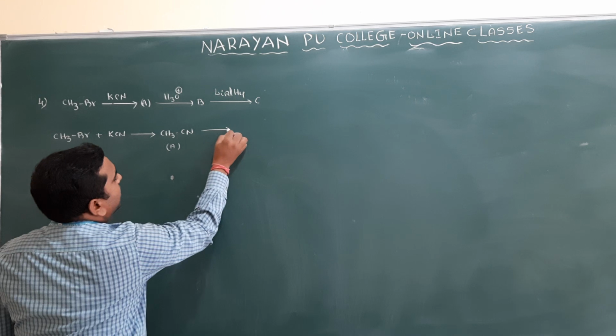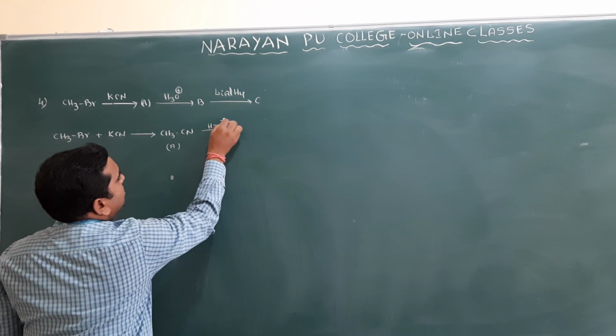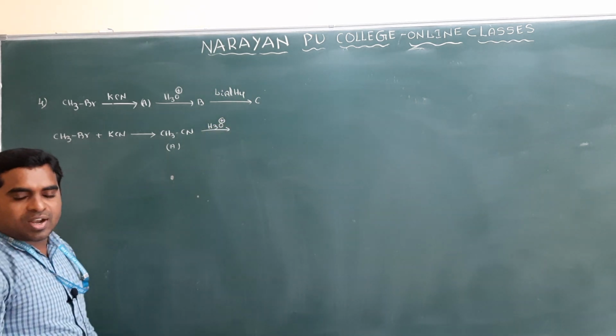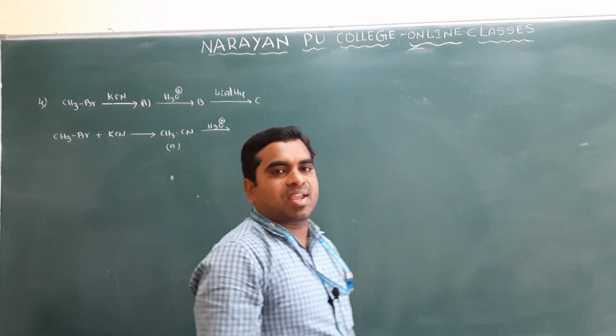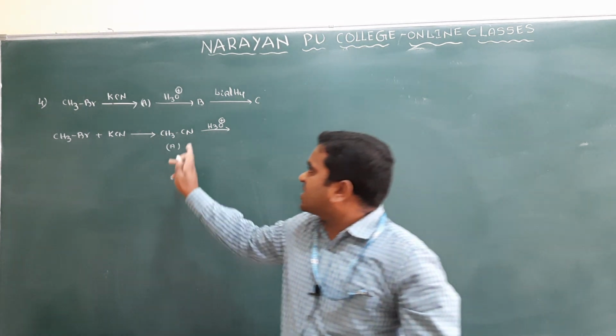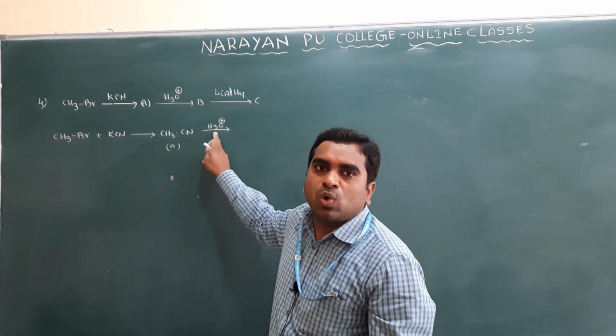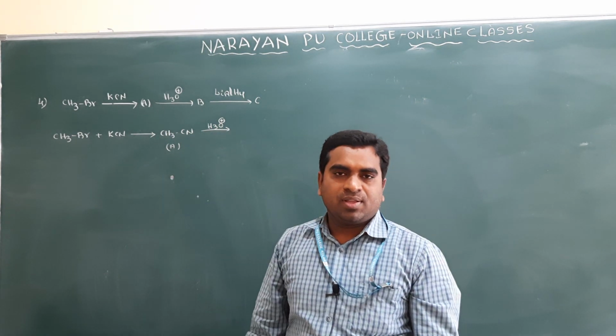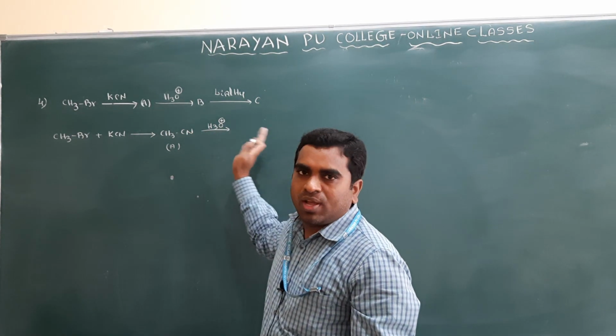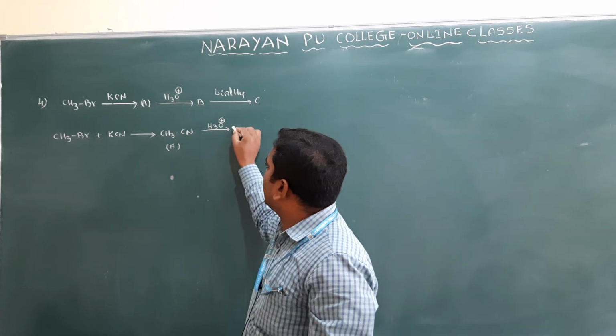And compound A on hydrolysis. Clear? You know that I have already mentioned this in haloalkanes and haloarenes. When cyanides undergo hydrolysis, you will get the acids. Clear? NH3 will be removed. N will be removed as NH3. You will get the acid.